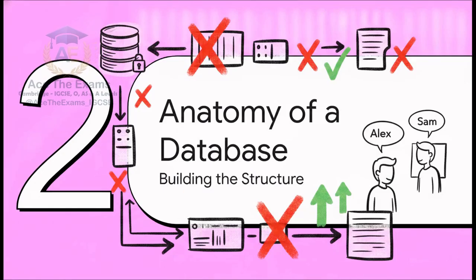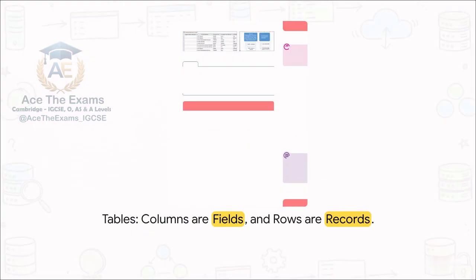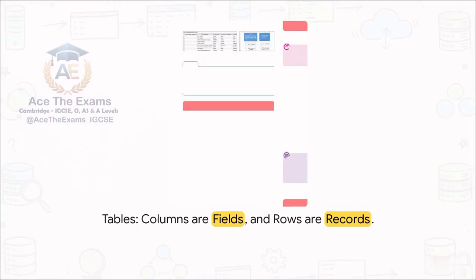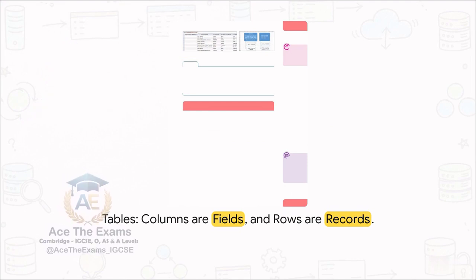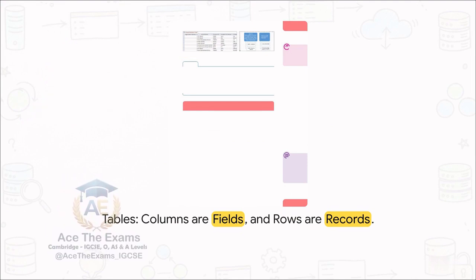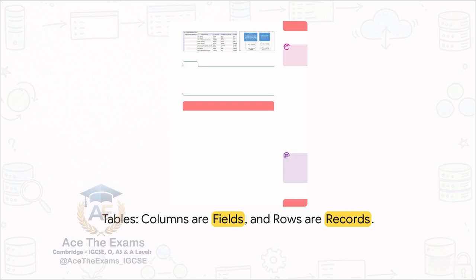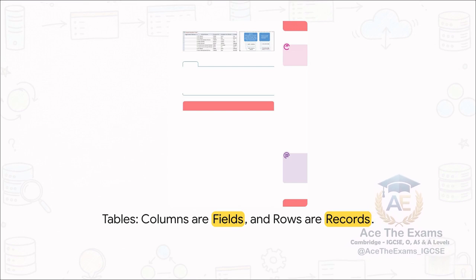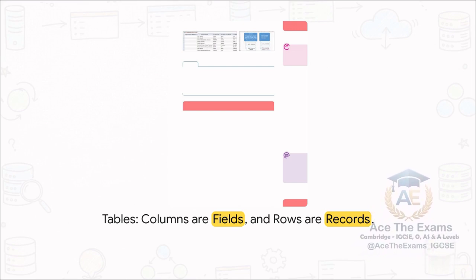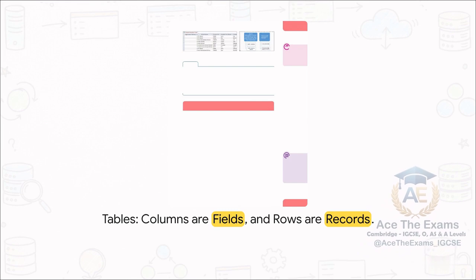Section 2. Anatomy of a database. What's really fascinating here is how we actually build the physical structure to hold our information. In database architecture, precision with terminology is everything. Let's think about a standard table, maybe for an annual sports meet. Every single column is called a field. You can think of a field as a category header assigned to a specific piece of data, like student ID, first name, or age. On the flip side, every single row is a record. A record is a complete collection of those related fields for a specific entity. So in this case, a record would be an individual student's complete profile for the sports meet.